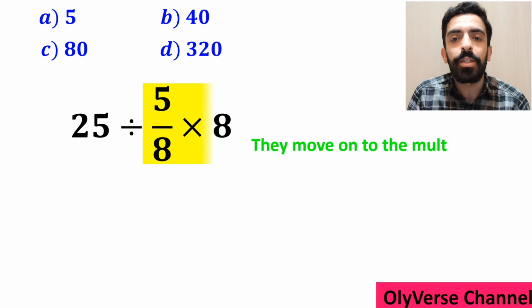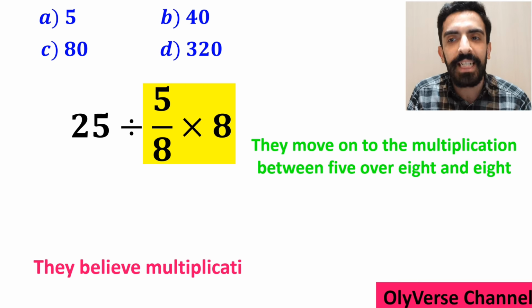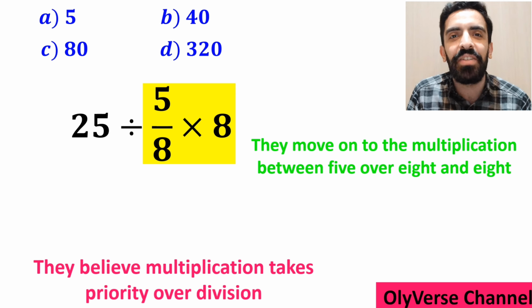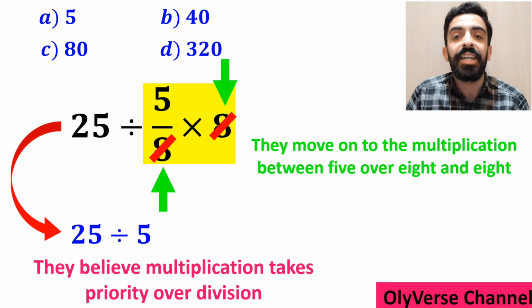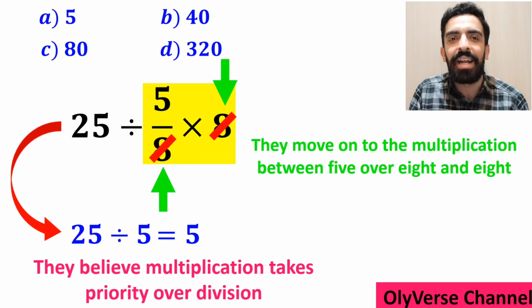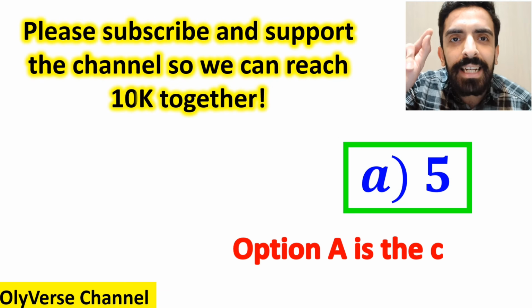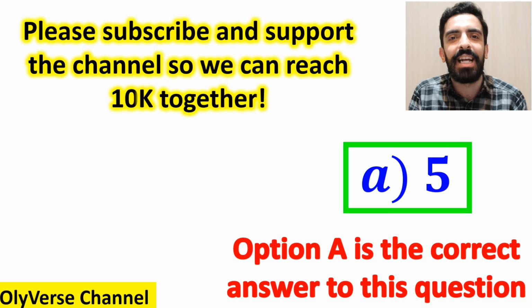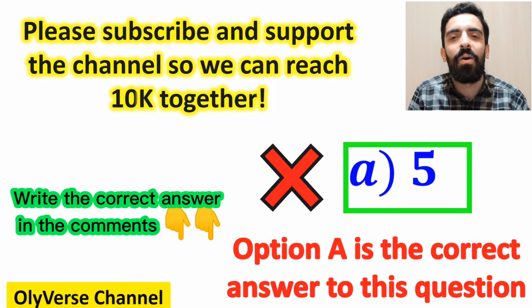Then, they move on to the multiplication between 5 over 8 and 8 because they believe multiplication takes priority over division. Alright, as you can see in the image, they simplified the number 8 with the 8 in the denominator and instead of the original expression, they write 25 divided by 5, which finally gives them the answer 5. And immediately, they conclude that option A is the correct answer to this question. However, this answer is absolutely wrong.